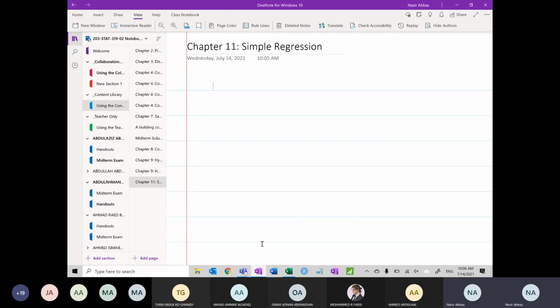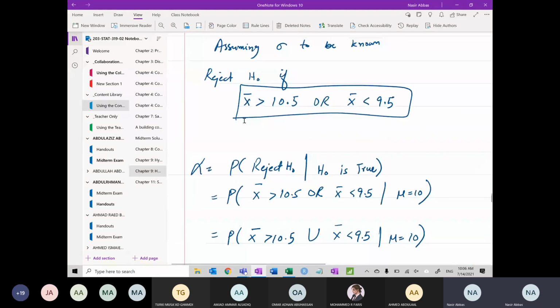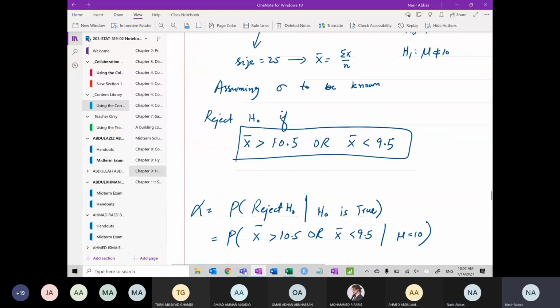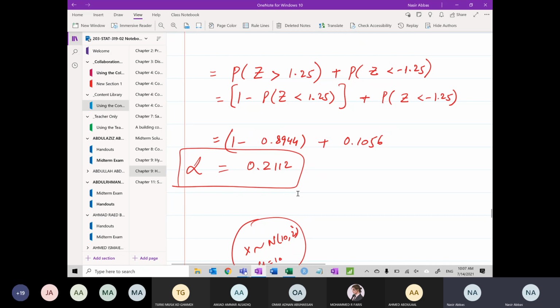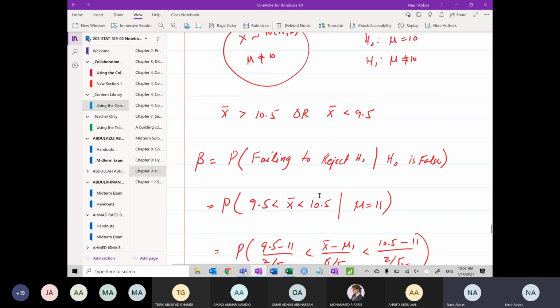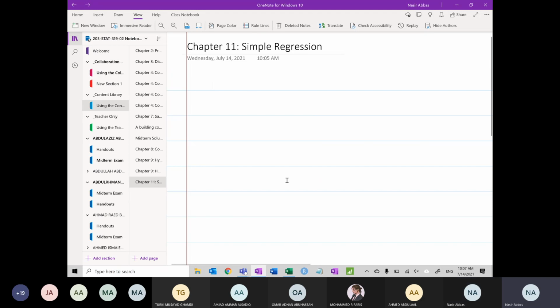After the class, do this exercise. Just change here. The rejection region, make it X bar greater than 11 or X bar less than 9. Change the limits. Make the limits wider than 9.5 to 10.5. When you make them wide, you will observe alpha will come down and beta will go up. Good question it was. Any other question?